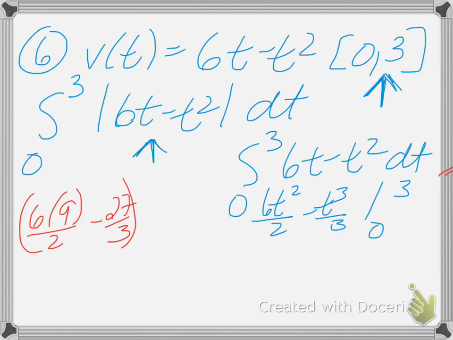When I put 0 in there, I just get 0, so I don't even have to worry about that. So I'm going to get 54 over 2, which is 27, minus 9, and that gives me 18, and that was choice D. Okay, and that completes number 6.